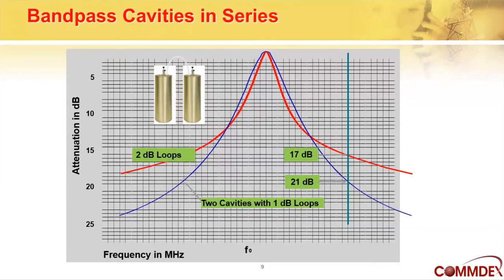So what this slide is telling us is that if we want to have a higher selectivity than a single cavity, we can put two or more cavities in series and make for a sharper curve. So it makes it more selective. So at the green line point, we went from 17 dB on the single cavity to 21 dB on the two cavities in series with the exact same insertion loss. So we picked up 4 dB just by putting two in series.